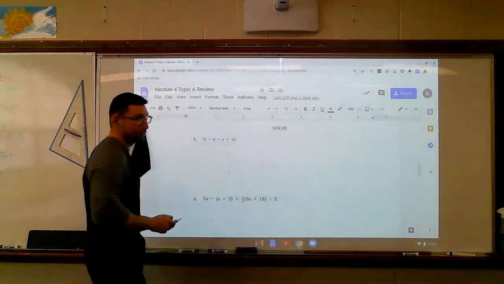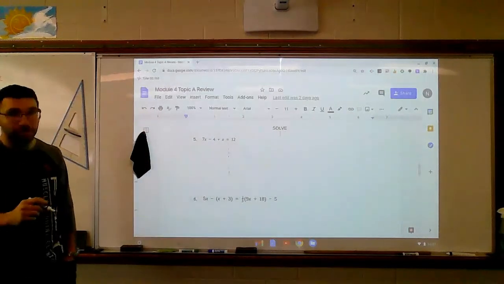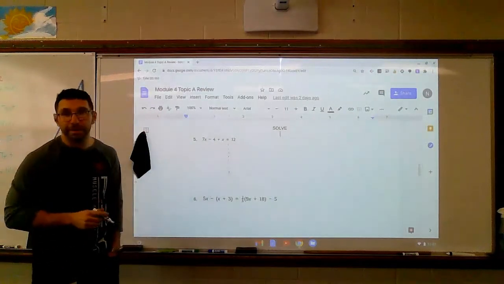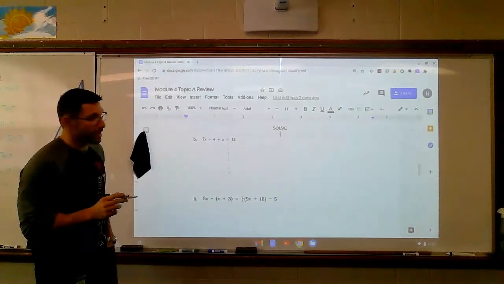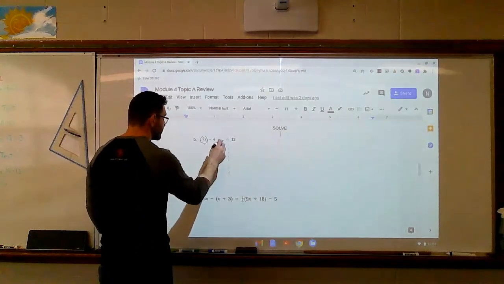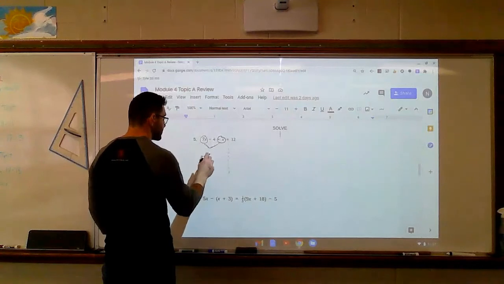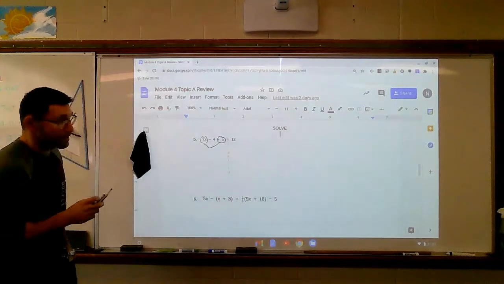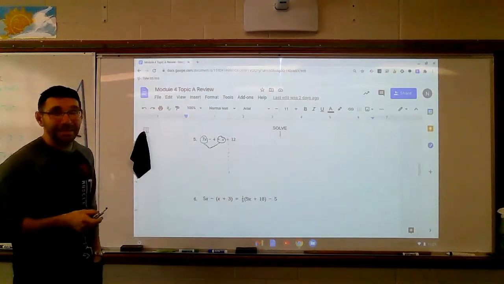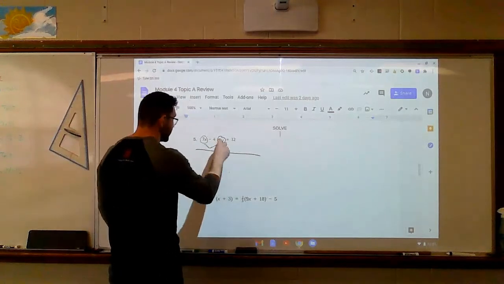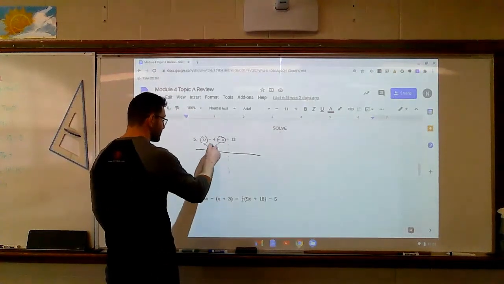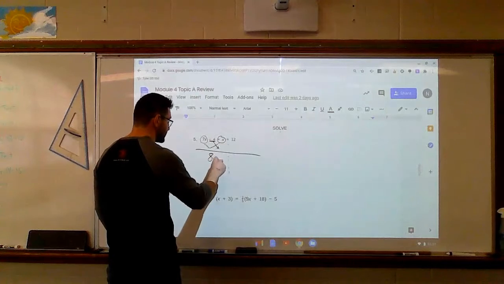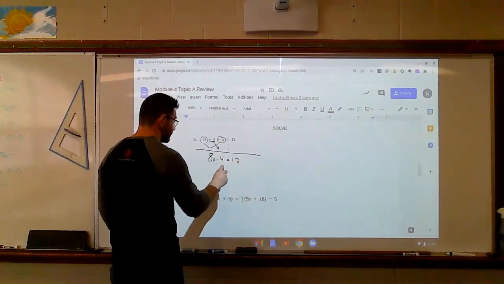Step 1, find a balance point. Step 2, distribute if needed. There is no distributing. Step 3, combine all like terms on the same side. Well, I do have like terms on the same side. I have 7x and a positive x. When we're combining like terms on the same side, it does not have anything to do with inverses. So 7x plus x is 8x. The negative 4 comes down, equals 12.